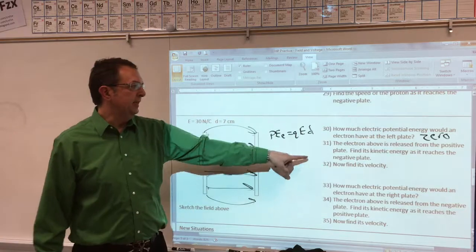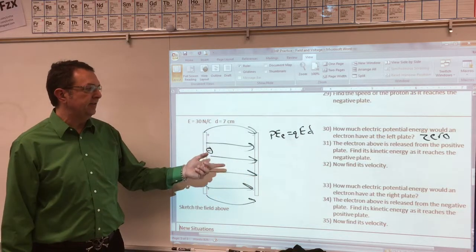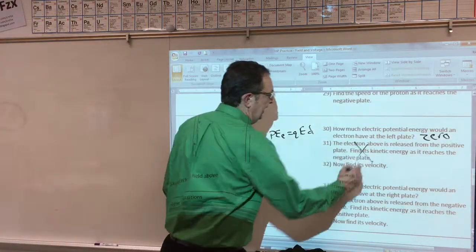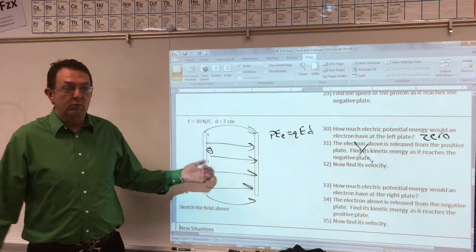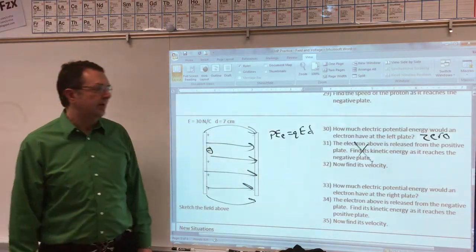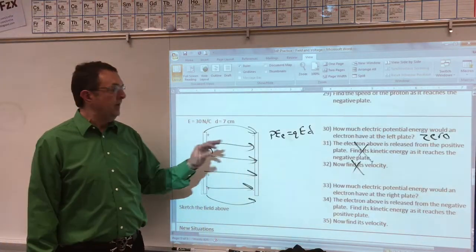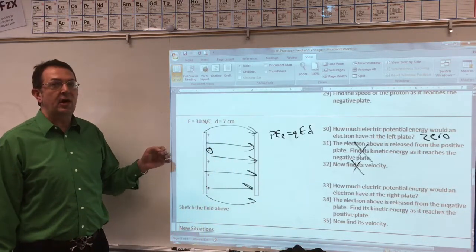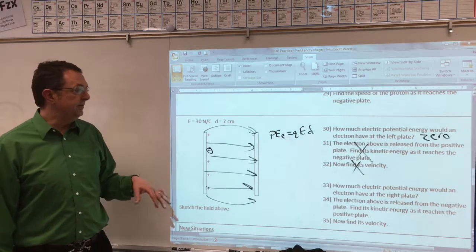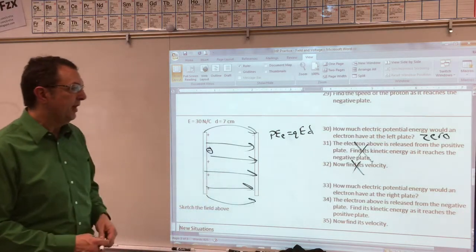The electron above is released from the positive plate. Find its kinetic energy as it reaches the negative plate. Answer does not exist. It won't go anywhere. It won't reach the negative plate. And of course, this answer does not exist. So before you solve problems, make sure that the situation described is possible. Don't be wasting your time solving problems if the situation isn't possible.